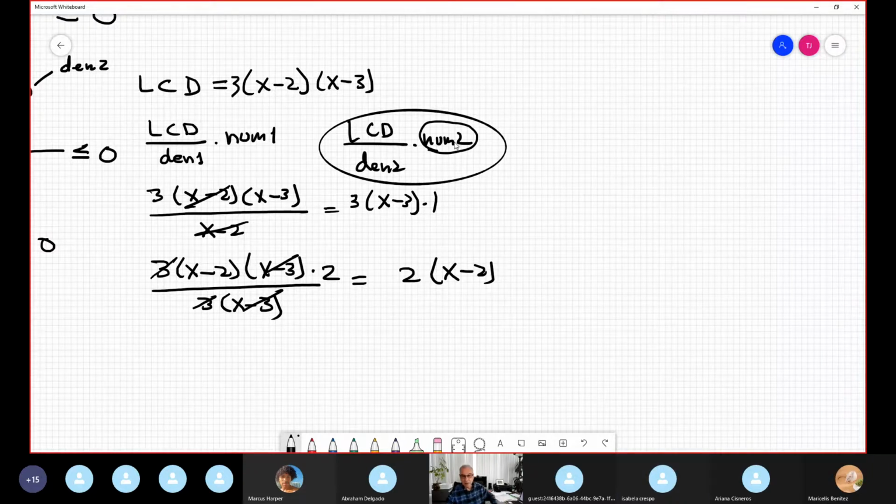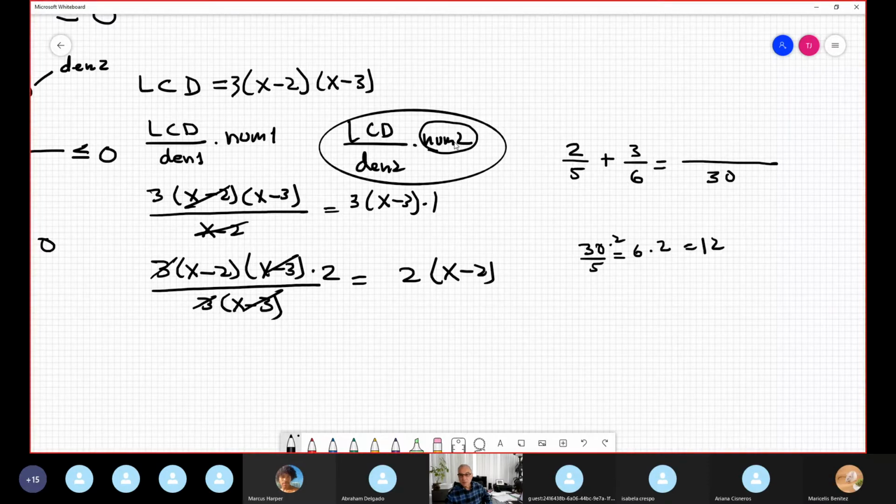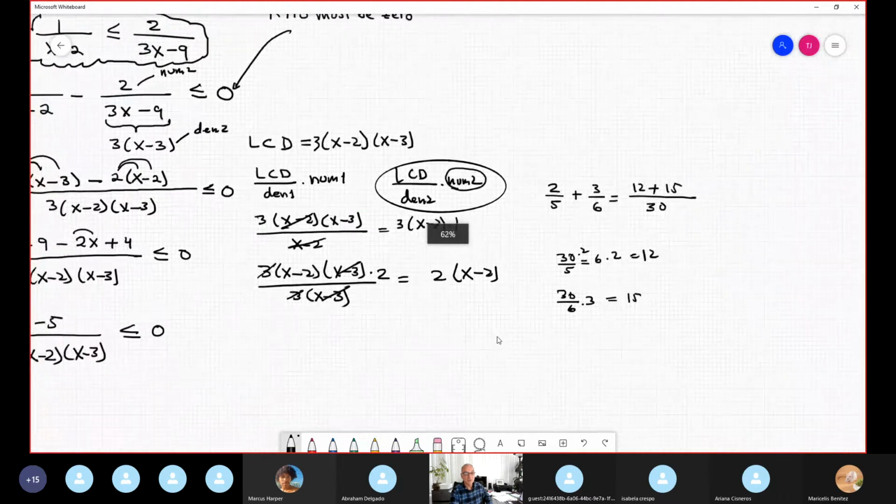Yeah. Okay. Suppose a fraction, elementary school: 2 over 5 plus 3 over 6. Entonces, the LCD es 30, because it's 6 and 5 together, no? 30 divided by 5 is 6, and 6 times 2 is 12. Likewise, 30 divided by 6 times 3, que corresponde al numerator, dice 15, no? Do you remember that or no? Yes. Exactly like that we are doing, but using no numerical values, algebraic expressions. Super good?